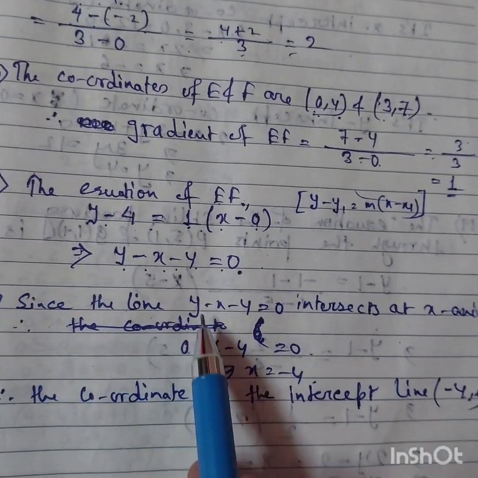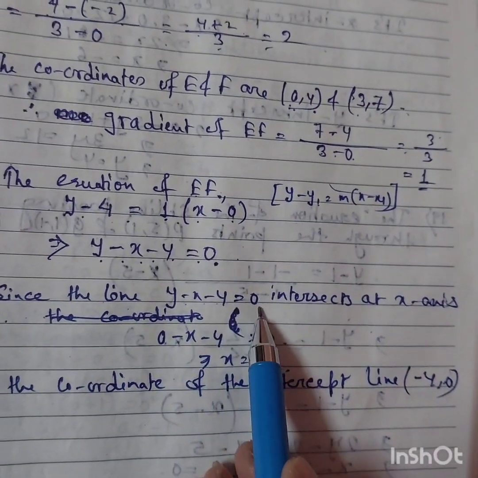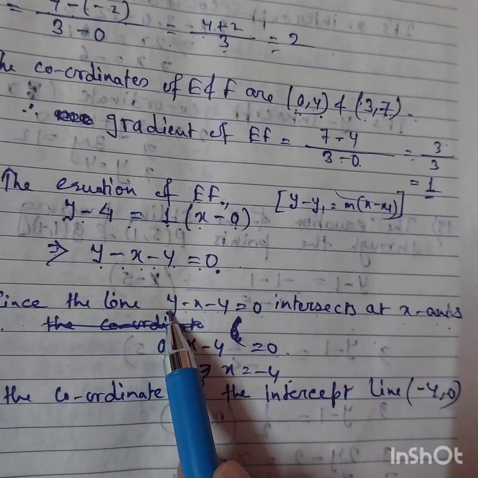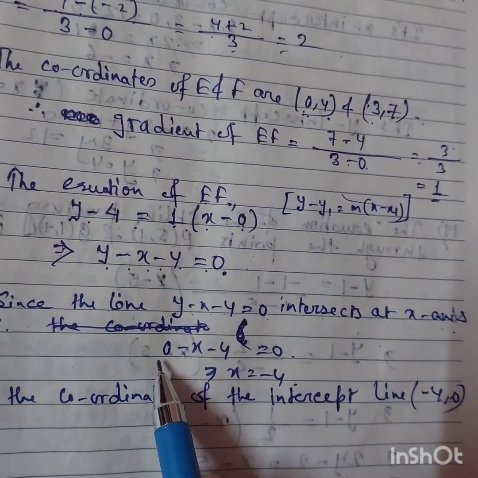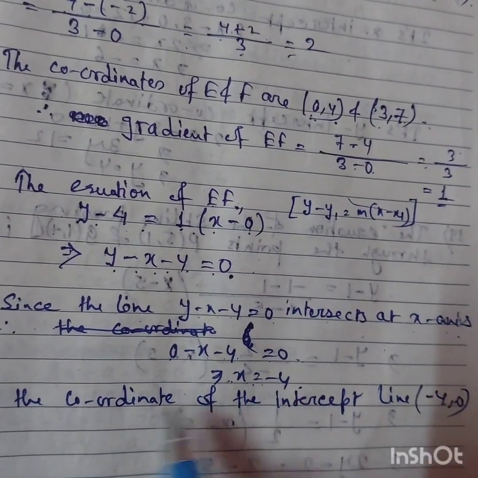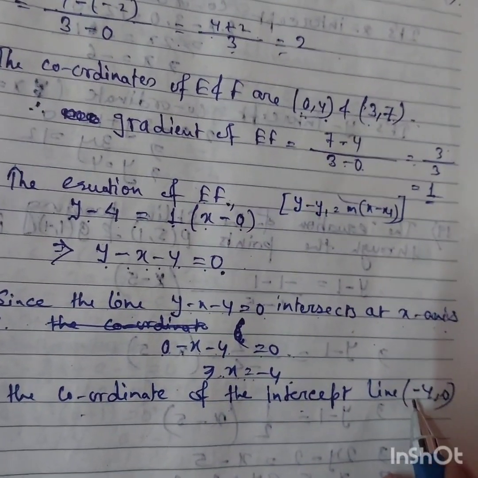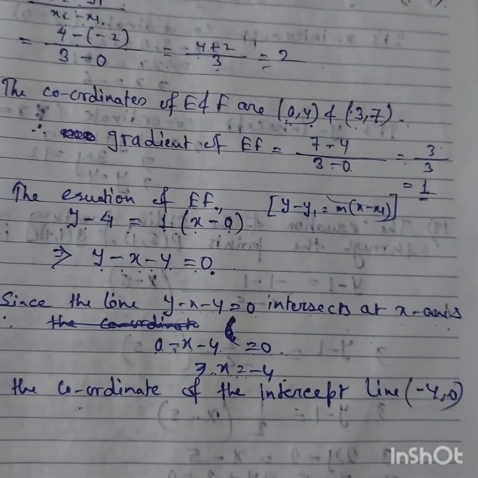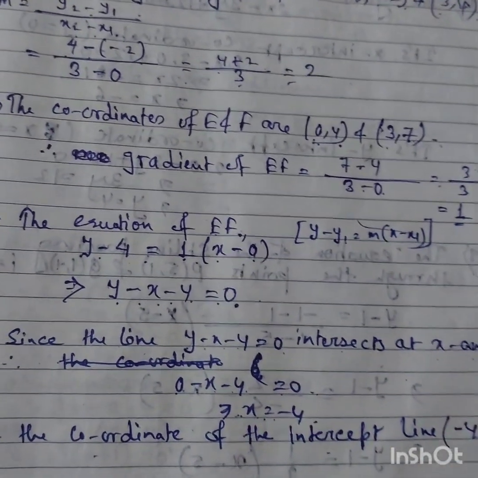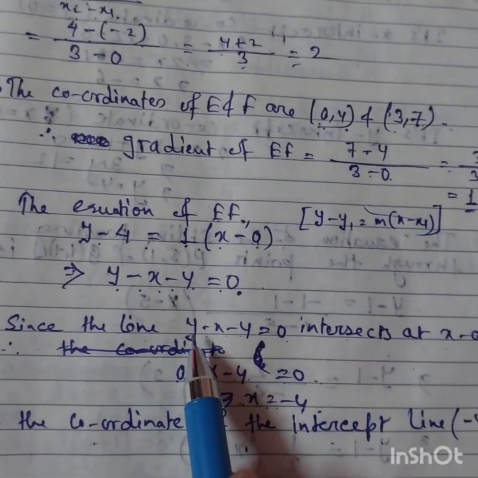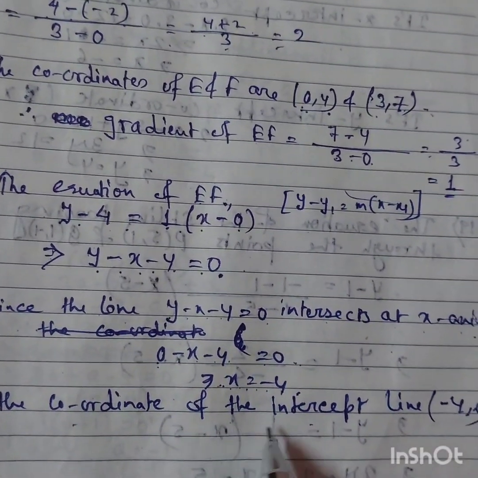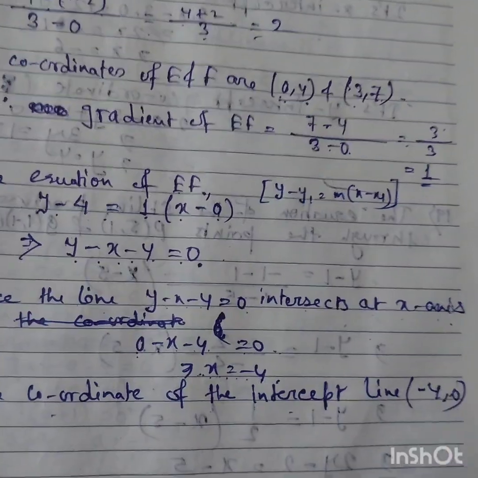Now the last part. Since the line y minus x minus 4 is equal to 0 intersects the x-axis, the value of y should be equal to 0. So in place of y put 0, minus x minus 4 is equal to 0, that means x is equal to minus 4. Therefore the coordinate of the intercept will be (minus 4, 0). Okay, hope you can understand. Again I am repeating, since this line intersects the x-axis, the coordinate of y should be 0. So in place of y you put 0, and you will get the value of x, so x is equal to minus 4. So the coordinate of the intercept will be (minus 4, 0).